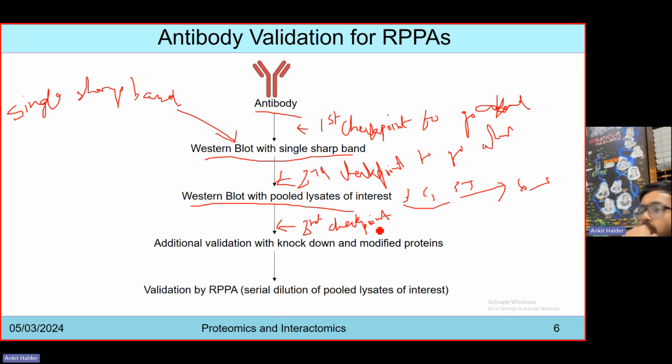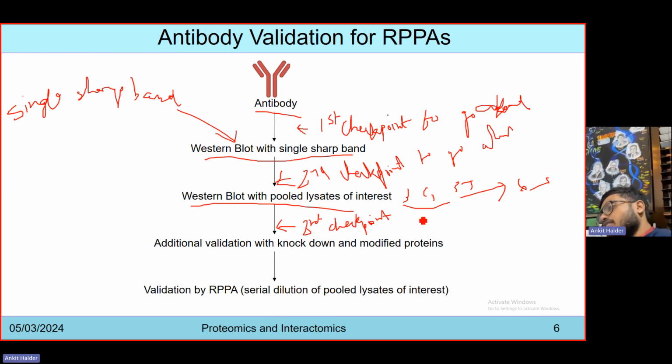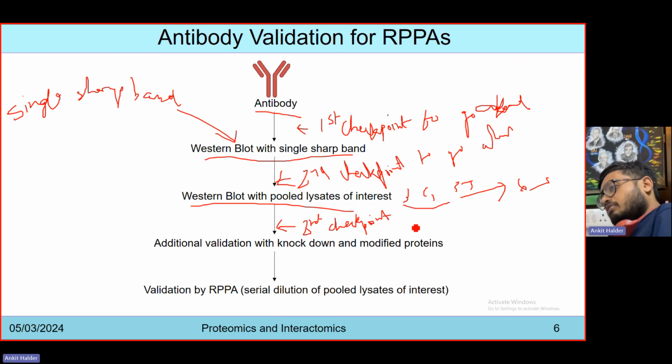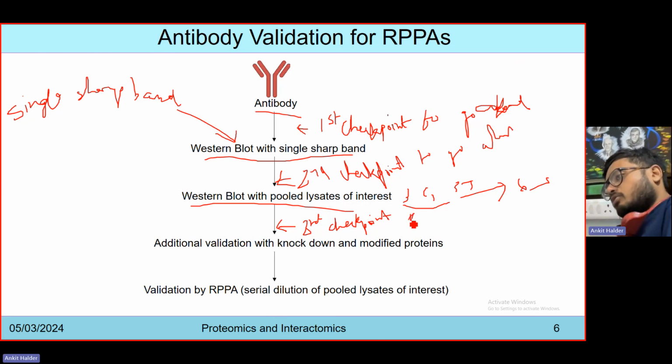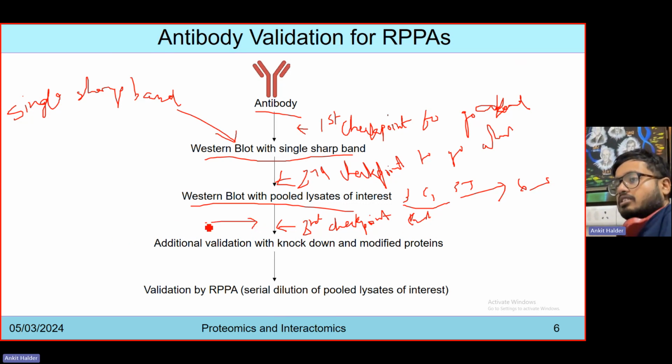Then is the third checkpoint. What is the third checkpoint? When you perform some knockdown or some other experiments, there you are modifying certain proteins.